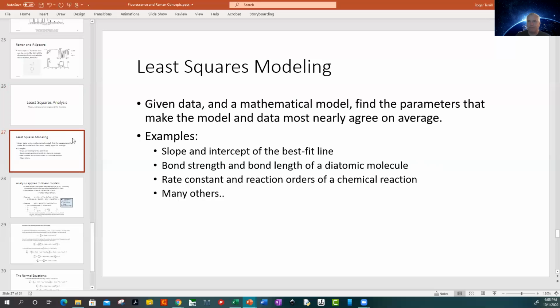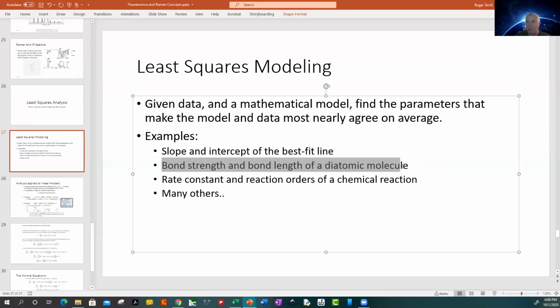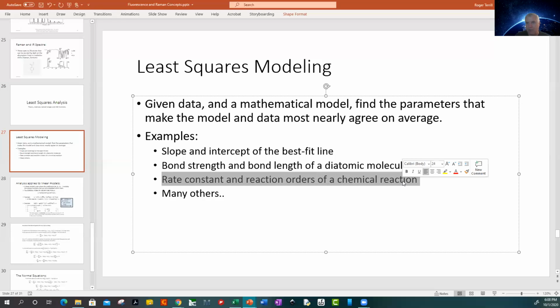So a good example, of course, is the slope and intercept of the best fit line. You could calculate the bond strength and bond length of a diatomic molecule given its rotation and vibration spectrum. You get the rate constant and reaction orders of a chemical reaction, and many others.